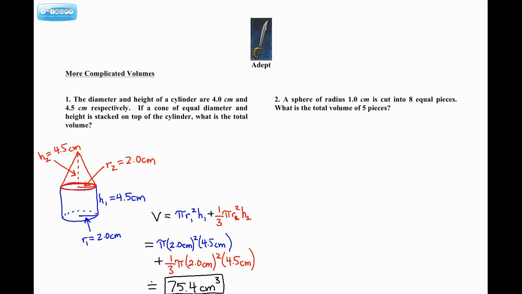Number 2. A sphere of radius 1 centimeter is cut into 8 equal pieces. What is the total volume of 5 pieces? Well, there's a couple different ways to approach this problem. One way is to just find the volume of the sphere as a number, cut that into 8 pieces, so you just divide that by 8, and then multiply it by 5. That's one way. So I'll actually demo that one.